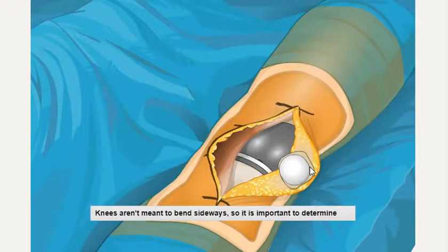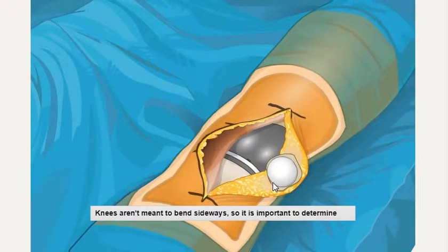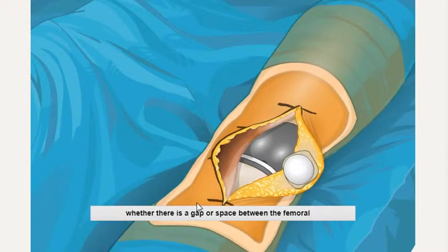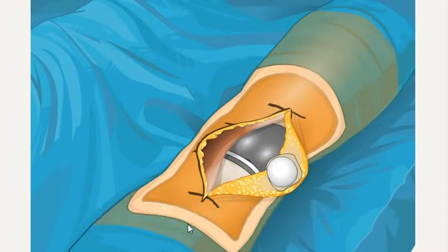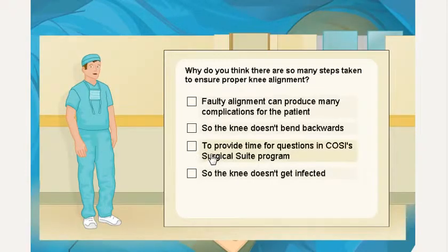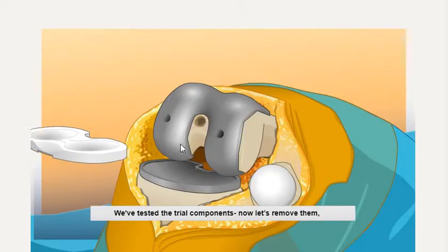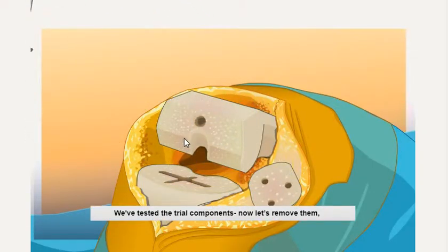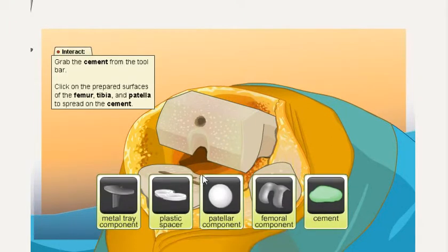Knees aren't meant to bend sideways, so it's important to determine whether there is a gap or space between the femoral and tibial components. There's no noticeable gap, so this knee is a good fit. Why do you think there are so many steps taken to ensure proper alignment? We've tested the trial components. Now let's remove them and prepare for the permanent components by applying a special cement compound that binds metal and plastic to bone. A scrub technician has mixed up a batch of cement for you to use.